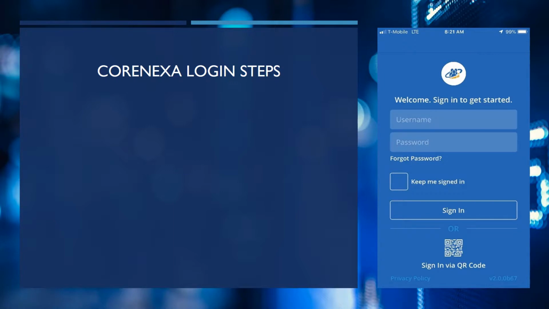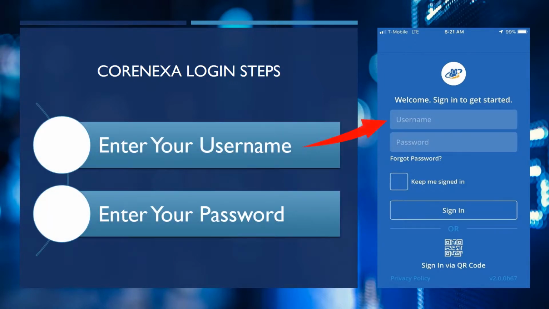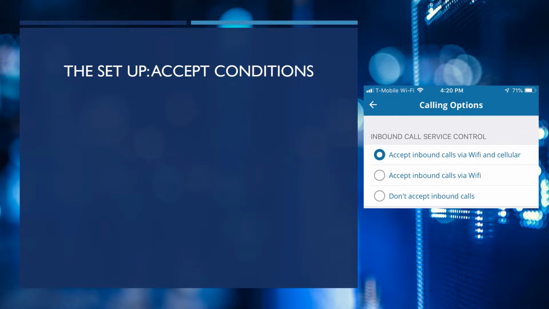You'll use the credentials that are provided by VoicePro. The username is typically your email address, and the password is a default password that is provided by VoicePro. You'll also want to click the Keep Me Signed In box, and then also press the Sign In button just below that. Once you do that, you'll have some conditions to accept. And there's a few that are important that we want to point out.